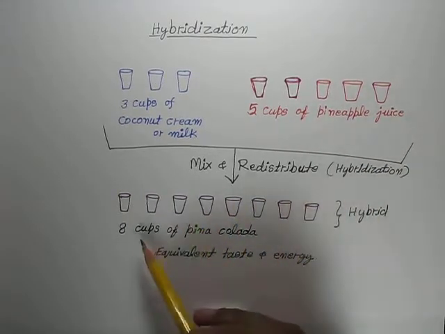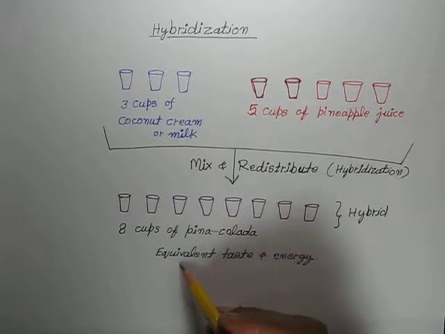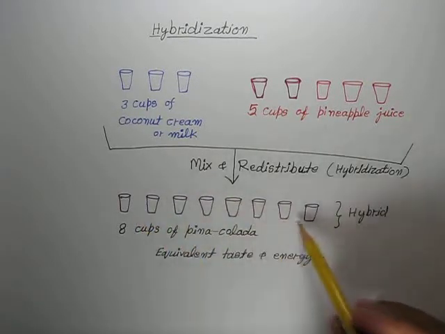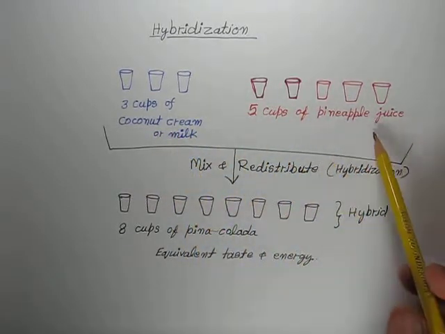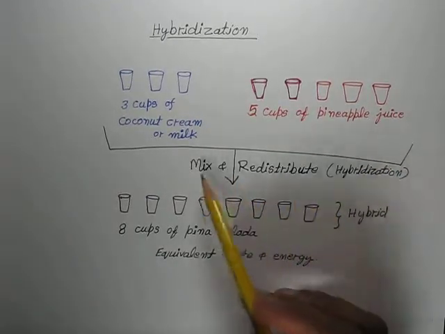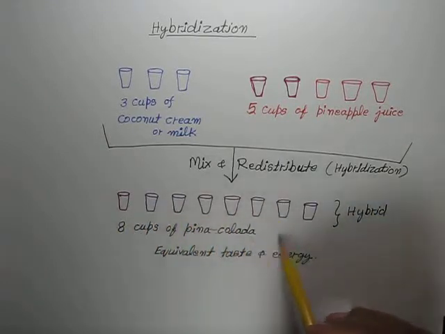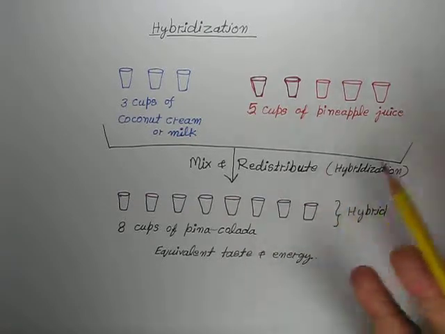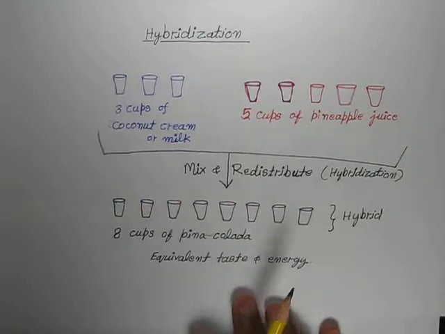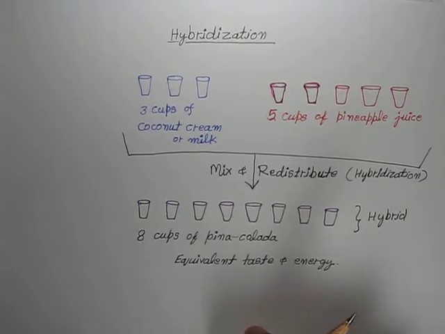So what will you get? You will get 8 cups of pina colada. This pina colada will have an equivalent taste and energy compared to only coconut cream or coconut milk and pineapple juice. This process of mixing and redistribution is called hybridization, and the end product, the pina colada, is called a hybrid. So this is a hybrid or cocktail type of mixture. The same process happens for the central atom in case of hybridization.